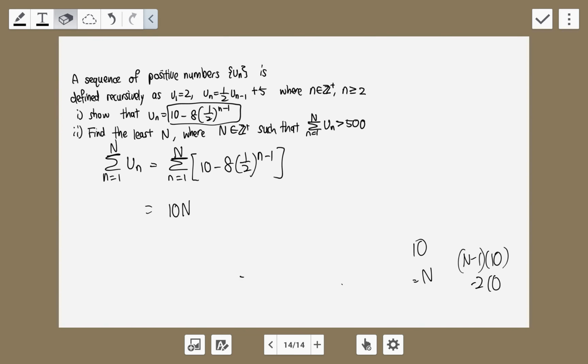But I still have one more part, which is the series here. So minus 8 is a constant. I could bring it out of the summation sign.